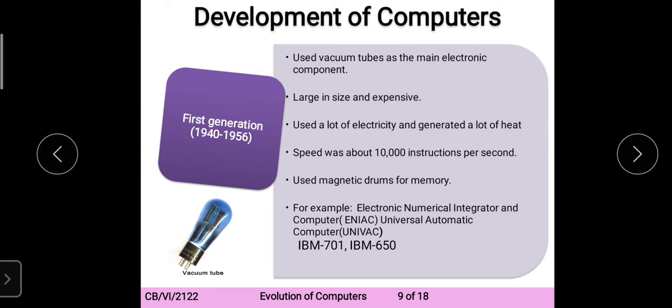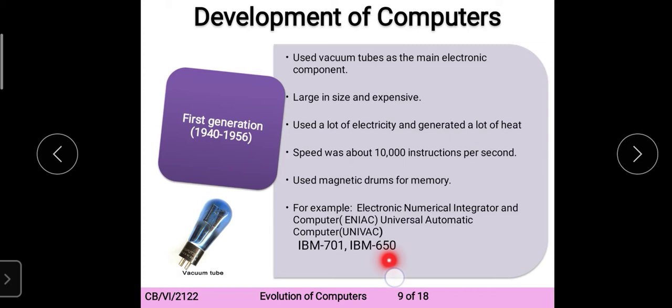Okay, so what you have to remember in the generations of the computer: the invention years, second, the main component of the generation, and most important, the examples. First generation examples are Electronic Numerical Integrator and Computer, ENIAC, Universal Automatic Computer, UNIVAC, EDVAC, then IBM 701, IBM 650.